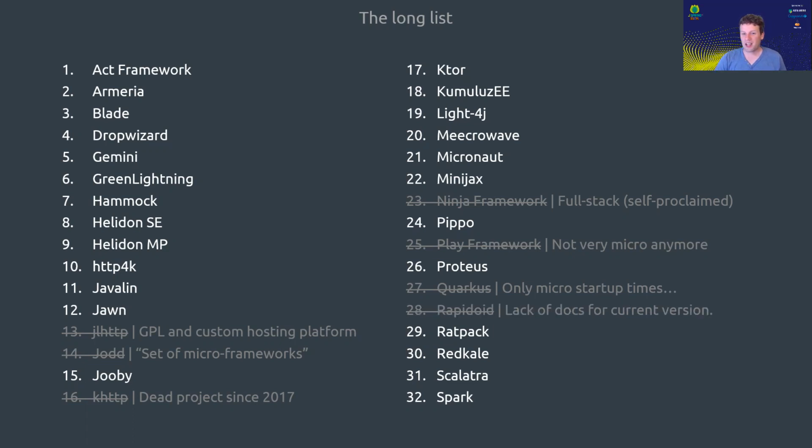Then Rapidoid, I couldn't get any proper documentation for the current version, so I really couldn't get started with it. And lastly, Redkill. All docs are in Chinese, and my Chinese is a little rusty, so I had to scrap that. Maybe it's an awesome framework, but I just can't find out with documentation in Chinese.